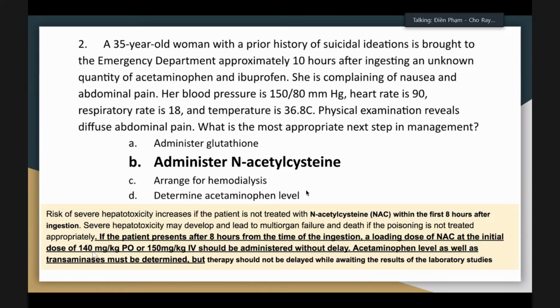So the risk of severe hepatotoxicity increases if the patient is not treated with N-acetylcysteine within the first 8 hours. And every hour you delay it, the hepatotoxicity shoots through the roof. So if your patient comes in after 8 hours, you give them N-acetylcysteine at the initial dose of 140 oral or 150 IV without delay, and then order your Tylenol level as well as all your other lab results, but do not delay therapy while waiting on the results.